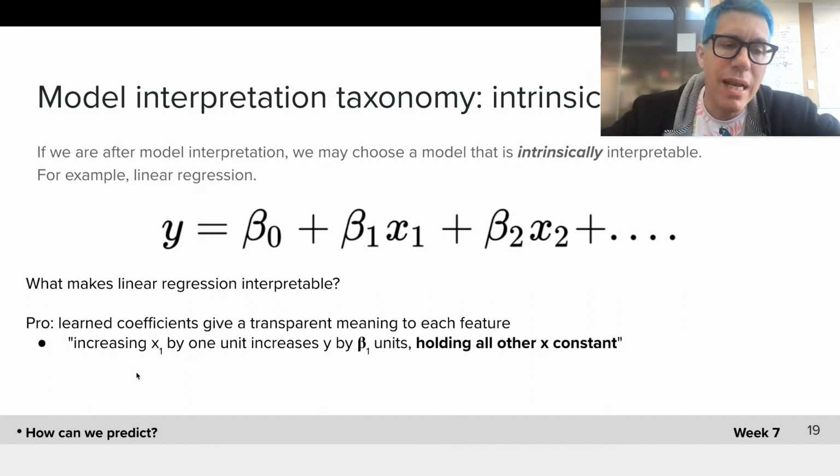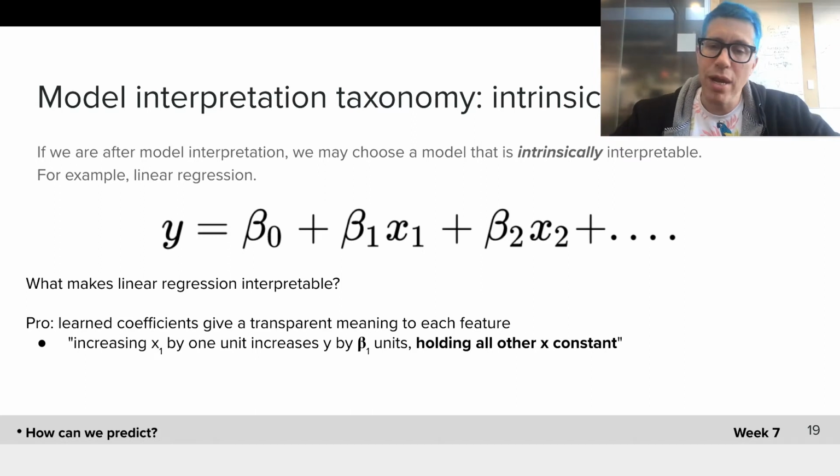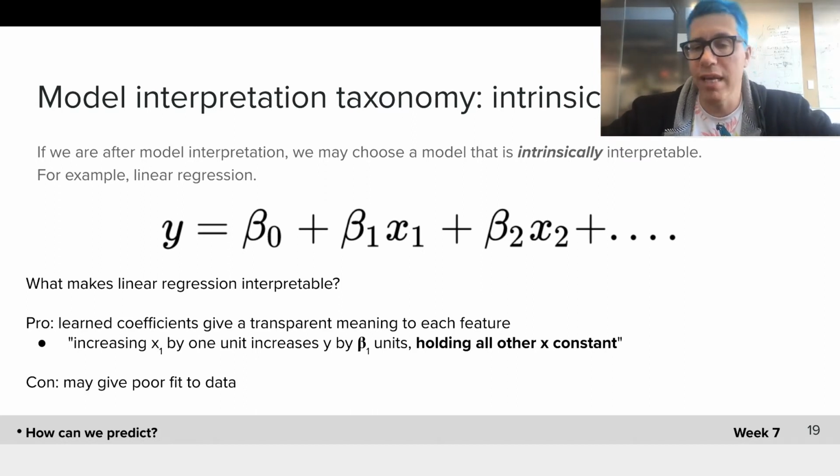We can say what we really measure is if we increase x1 by 1 unit, the estimate of y will increase by beta 1, holding all other x constant. Now that assumes that we always have all the other x and that they don't change. We just make one of them bigger. But in that sense, we can interpret the betas as feature importances. And it's very transparent to understand that. At the same time, if we have many parameters, it's hard to interpret how they come together.